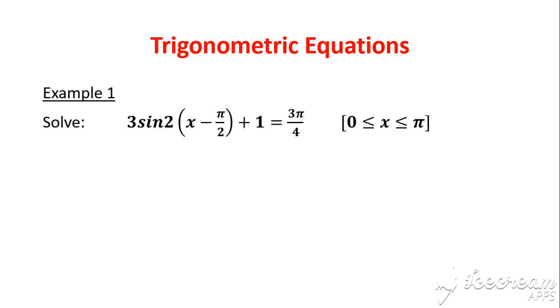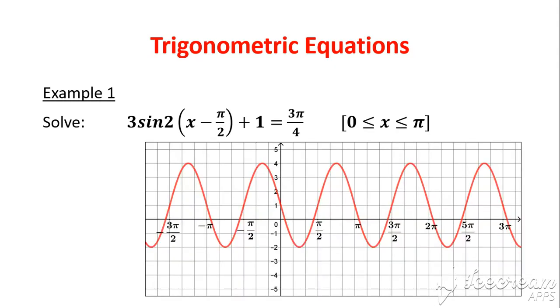Right, here's our example from our last video. We're going to solve this complicated equation. To start with, here's the graph of 3 sine 2 bracket x minus pi over 2 plus 1. It's got a vertical shift of 1 up. It's got an amplitude of 3.